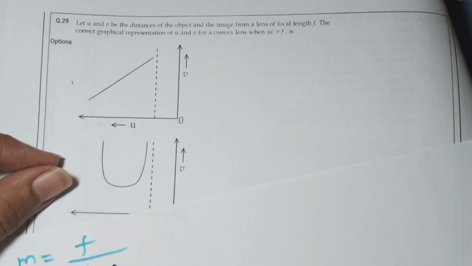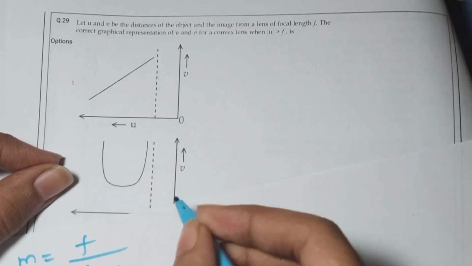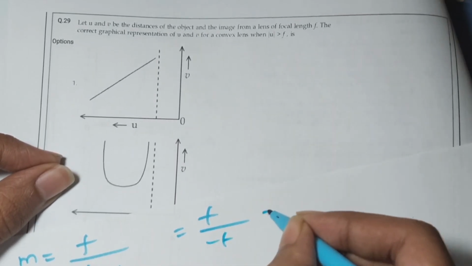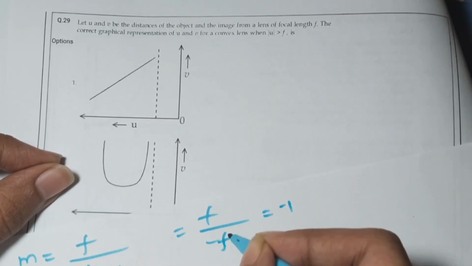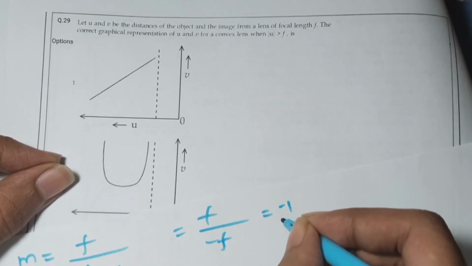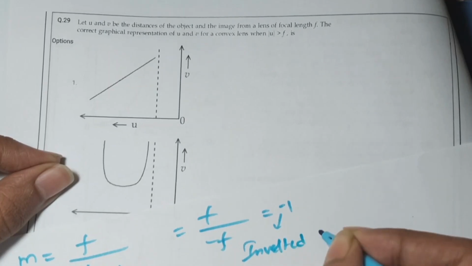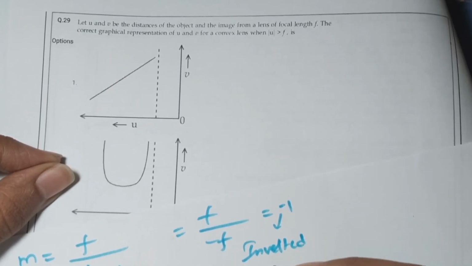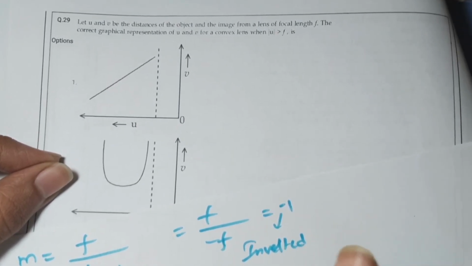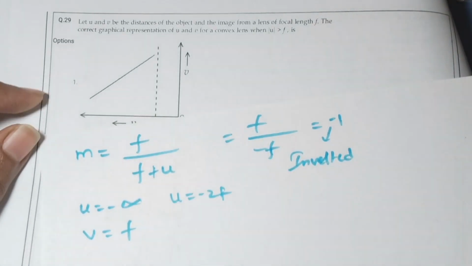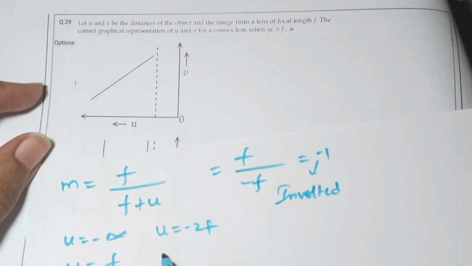what will happen? This is f plus u. F by u is minus 2f and plus f minus f, we are getting minus 1. So here minus represents inverted and 1 represents the size of the image with respect to the object. Obviously we knew that is magnification. So u equal to minus 2f, v will be 2f.